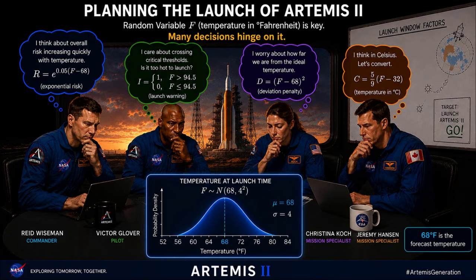Now, each of the 4 astronauts is interested in a random variable that is a deterministic function of this random variable f. And while we know the distribution of f, we do not know the distribution of the 4 random variables that the astronauts are interested in. But fortunately, we just learned how to do that. We learned how to derive the distribution of a random variable that is a deterministic function of another random variable. So you have all you need to derive the distributions of these 4 random variables that the 4 astronauts are interested in.